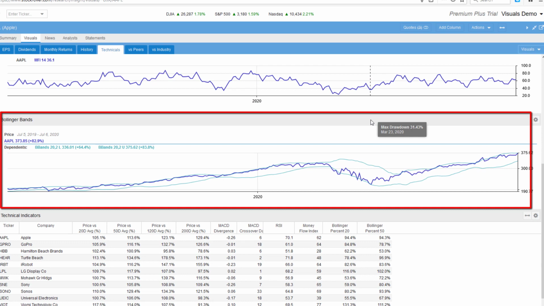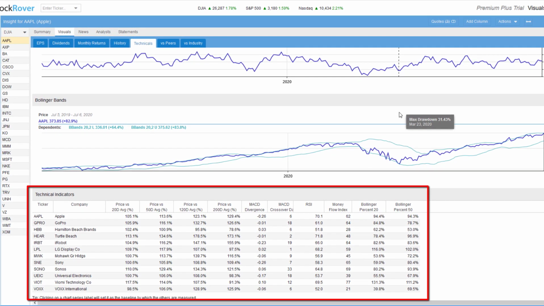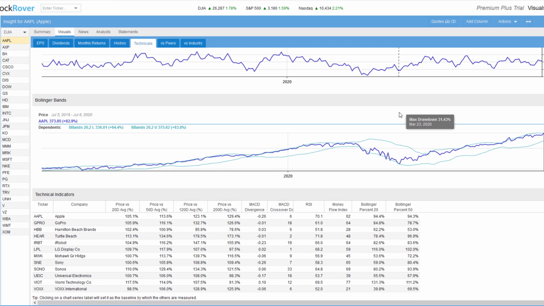Bollinger Bands show the price along with a set of price envelope bands constructed from the 20-day moving average with a width of 2 standard deviations of price movement. The technical indicators table shows the key technicals of a selected stock and its peers, allowing you to readily compare the technical strength of a stock versus its peers.